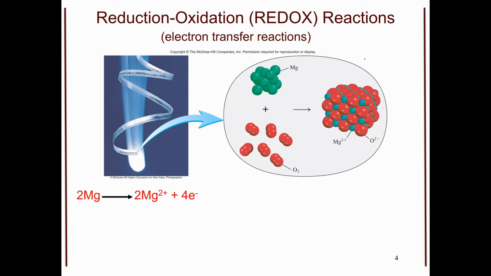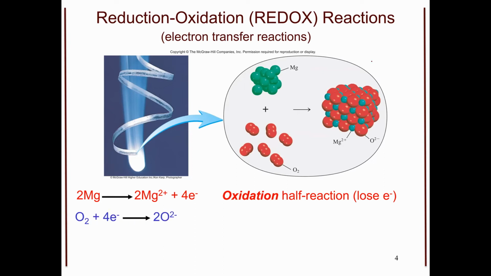So in one part of our reaction here, you are seeing that 2 magnesiums go to 2 magnesium 2 plus and 4 electrons. This means that it is going to have lost electrons. This is what we call the oxidation half reaction. So the loss of electrons is known as oxidation.